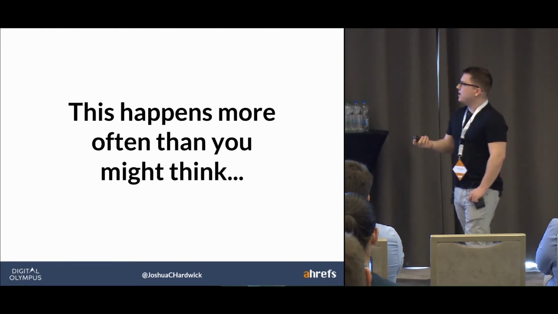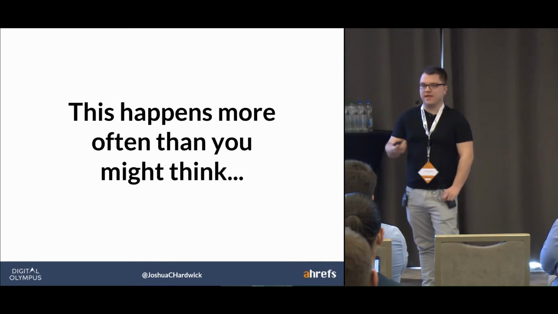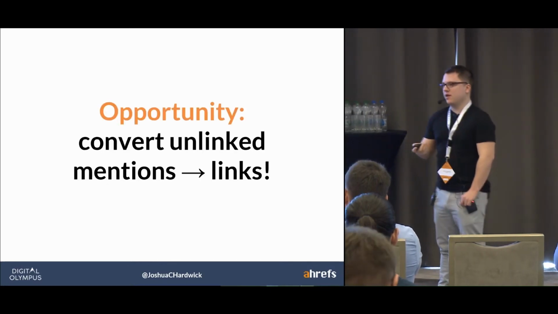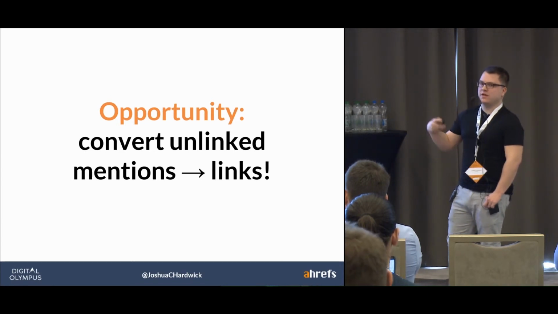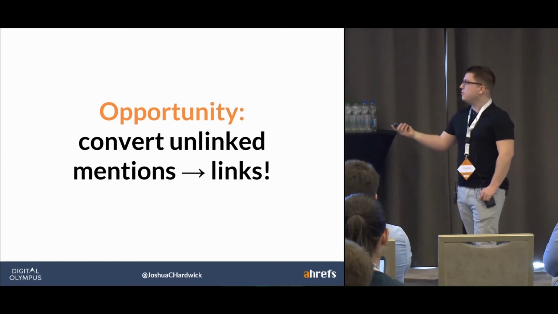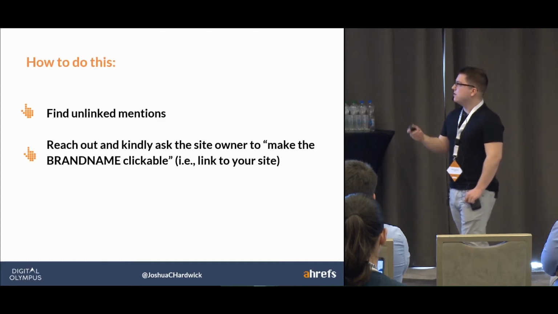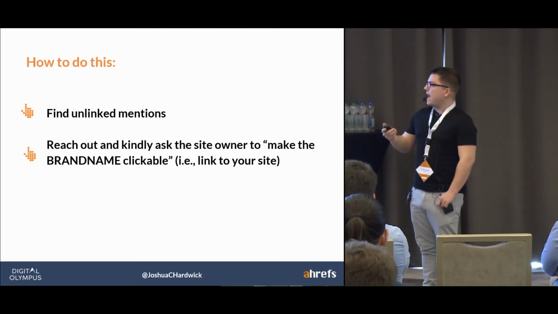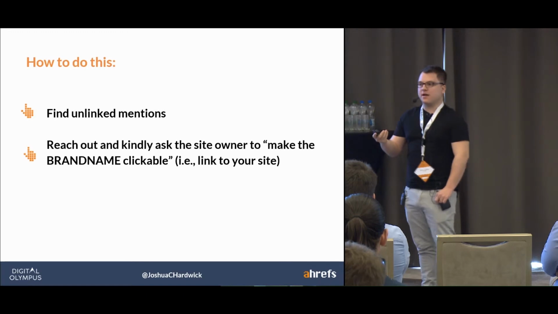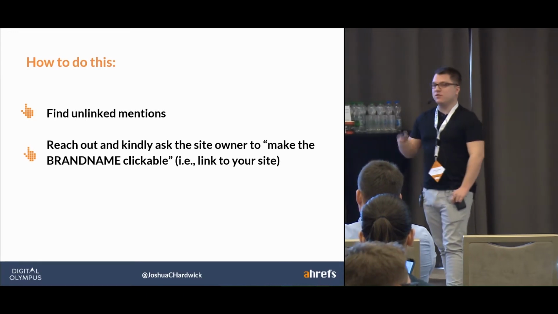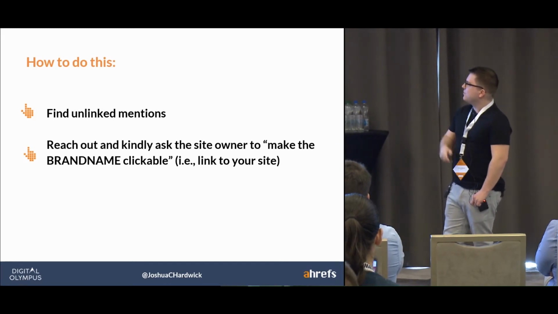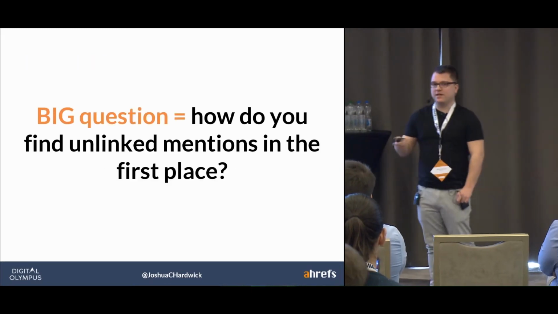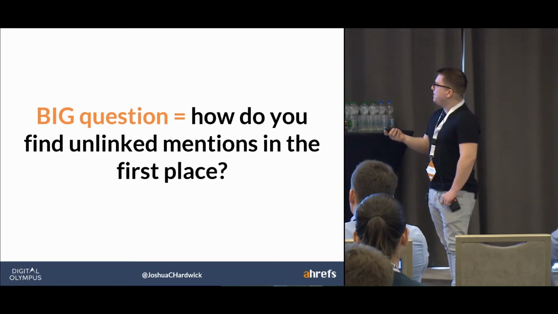So the opportunity is to convert those unlinked mentions to links, because you're kind of halfway towards having the link in this situation. They've mentioned you, they obviously know who you are, they know what you do, and they care about you enough to mention you. You can usually just find the unlinked mentions and reach out and ask them to make that mention clickable. If you use language like that, it's not so much like you're asking for a link. But the question again is, how do you find these unlinked mentions at scale?